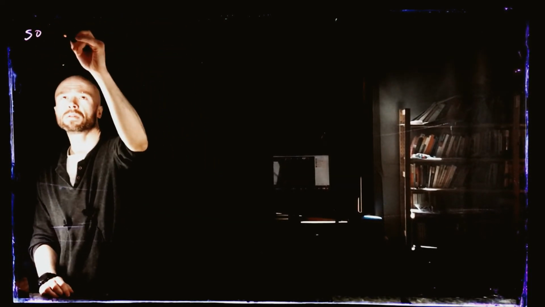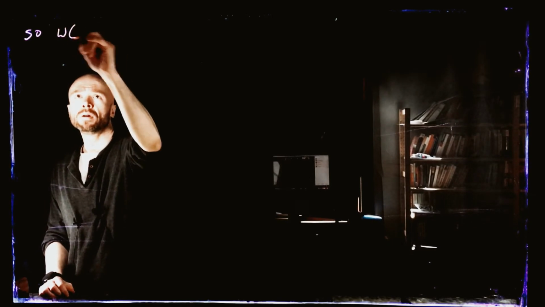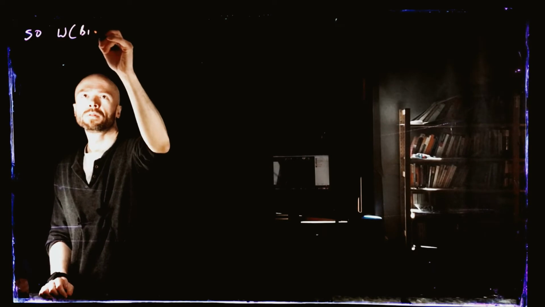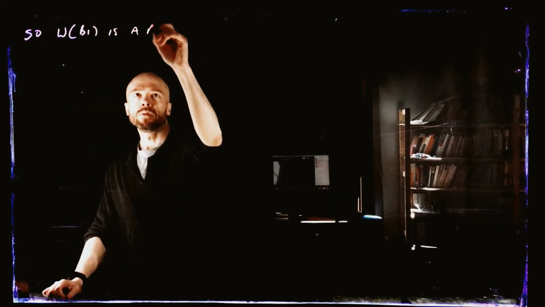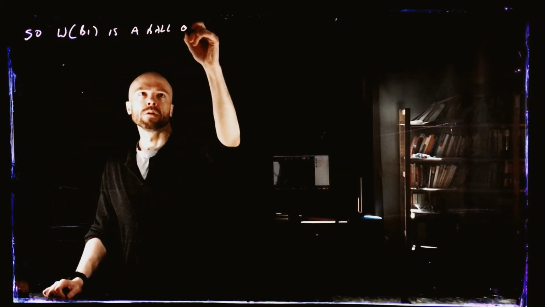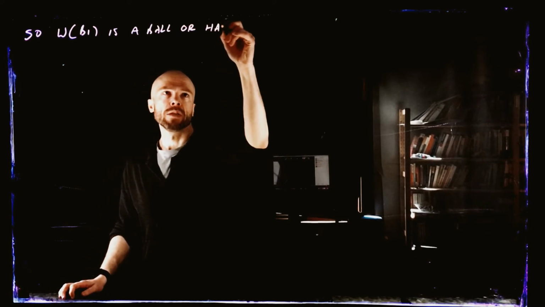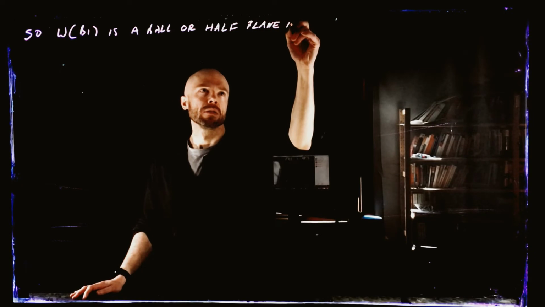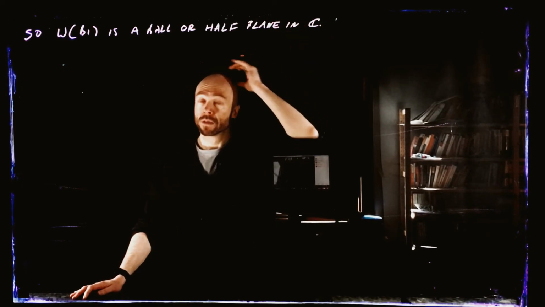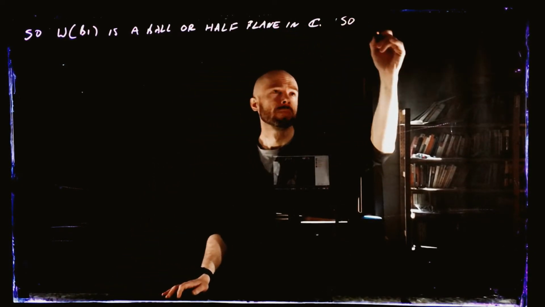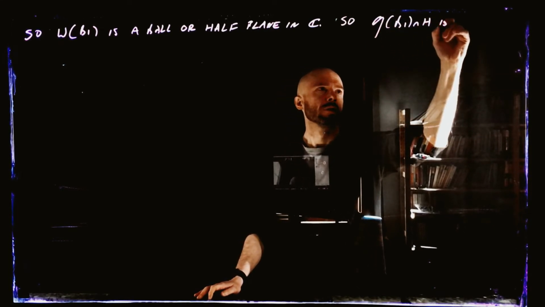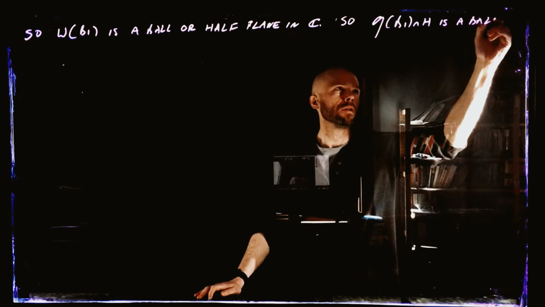So W of the unit ball is a ball or half plane in the complex plane. So G of the solid ball intersect H is a ball or half plane.